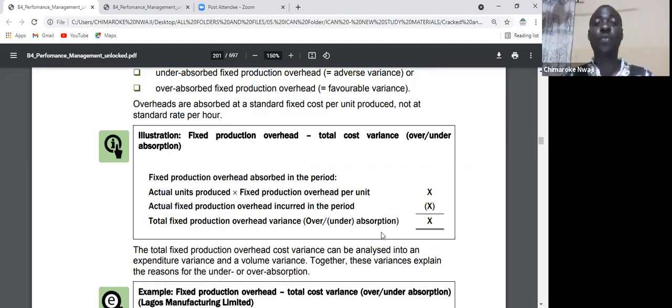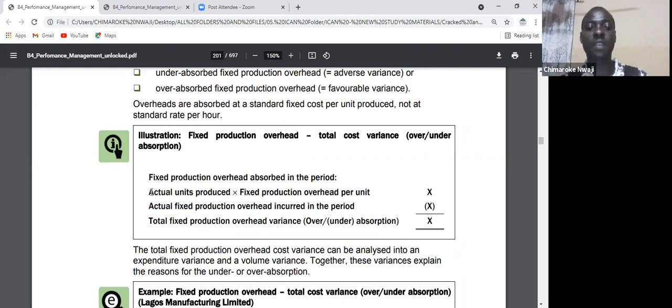Sorry, you under-absorb rather, and you have an adverse variance. When you under-absorb, you have an adverse variance. If you over-absorb, then you have a favorable variance.